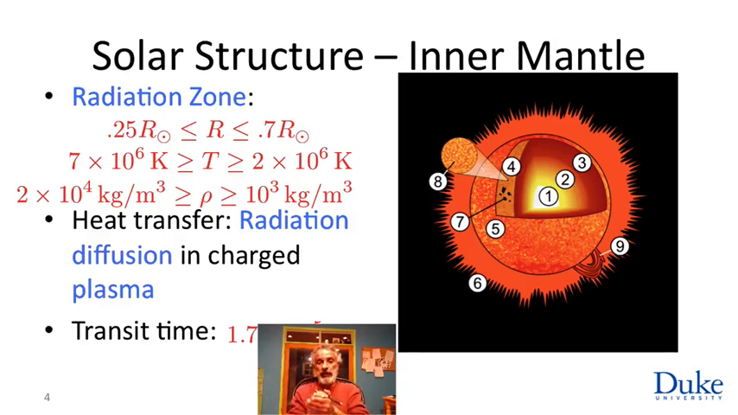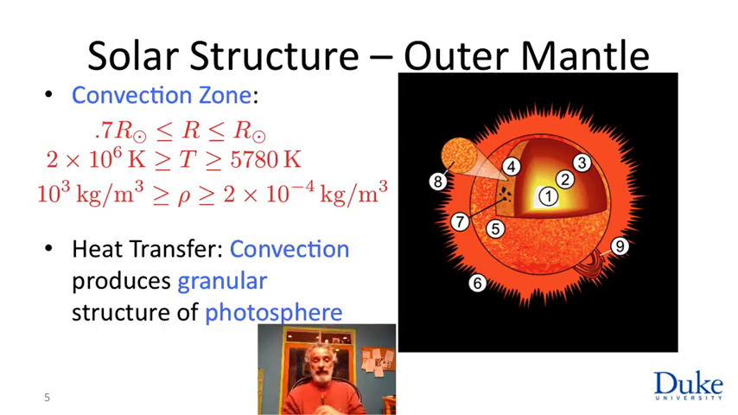When you have charged particles in a plasma, then there's a strong interaction between the charges and the radiation, and radiation does not penetrate a plasma the way it penetrates a neutral gas like the light in this room. But the mode of energy transfer is radiation diffusion, and that means that energy moves up, but the plasma itself is not undergoing any macroscopic global motion. This changes in the outer mantle of the sun.